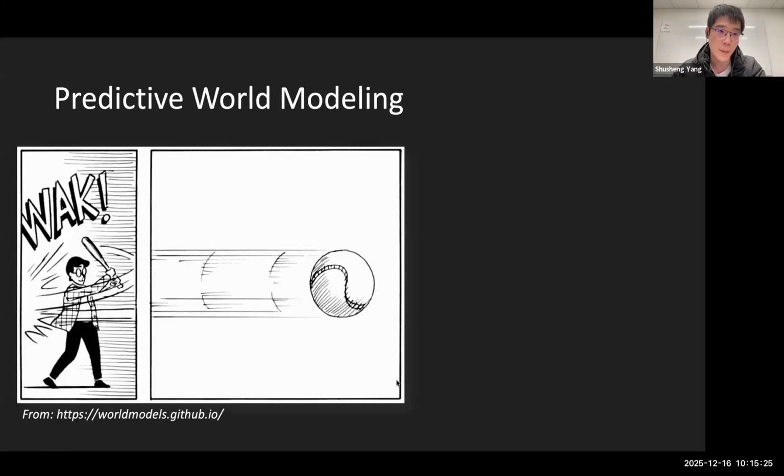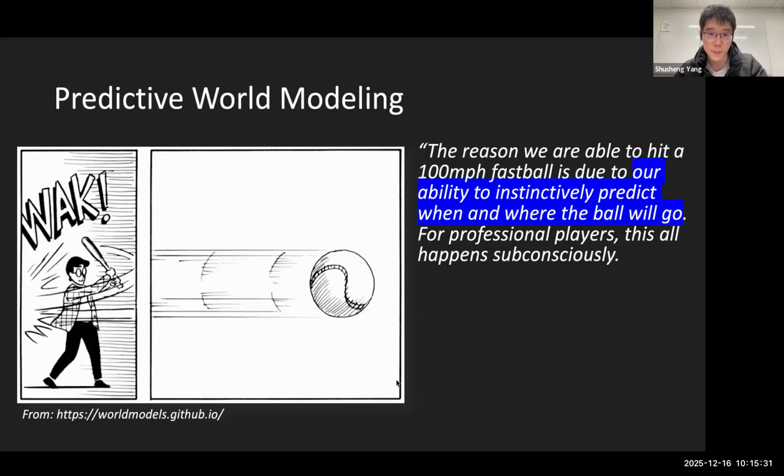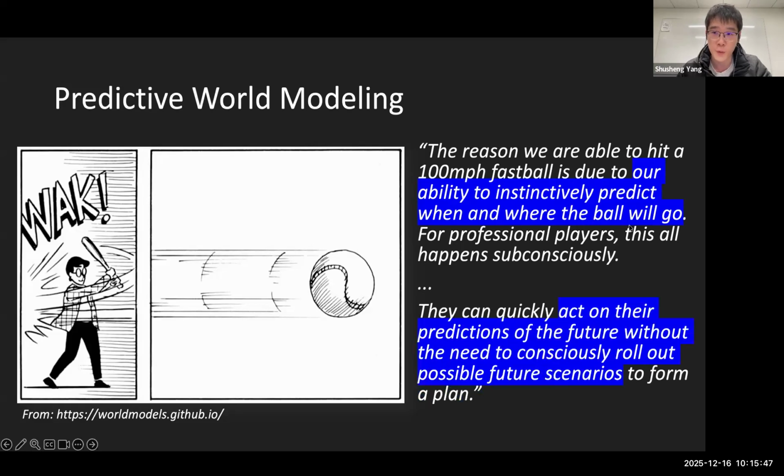Here is one example of how human predictive world modeling works. When an athlete is playing basketball or baseball, the human is not just trying to capture the trajectory of the ball every second. The reason a human is able to hit the ball is that humans can predict when and where the ball will go. In other words, the human's action is guided by the prediction of the future.